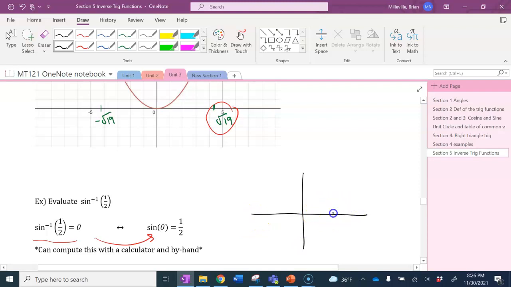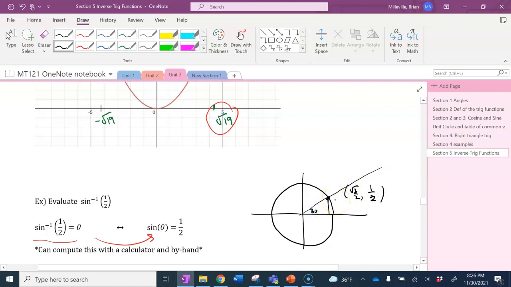We're looking for some angle that intersects the unit circle with a y coordinate, because remember, sine is y, of 1/2. All right, so that means your y coordinate here must be 1/2. Well, that's a special output value for trig functions. We remember that goes with the 30, 60, 90 triangle. So this is a 30-degree angle.